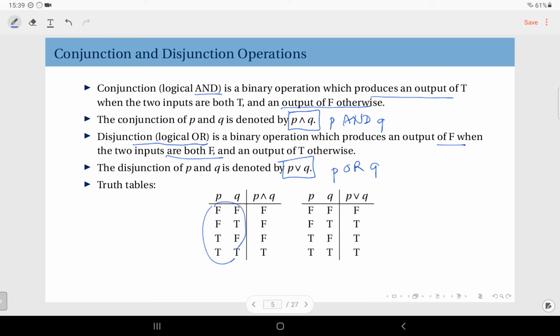Okay, so if you recall the definitions here, conjunction is going to produce a true value only when both inputs are true and false otherwise. On the other hand, disjunction is going to produce an output of false only when both inputs are false and true otherwise.